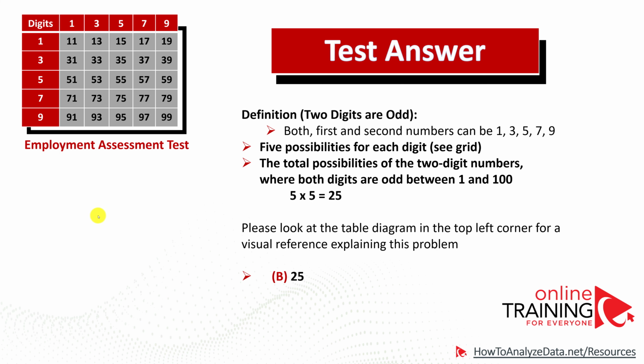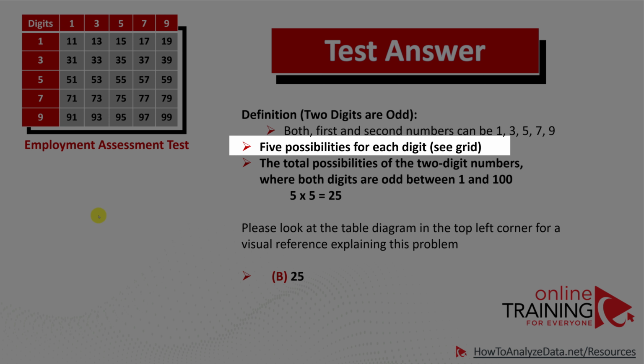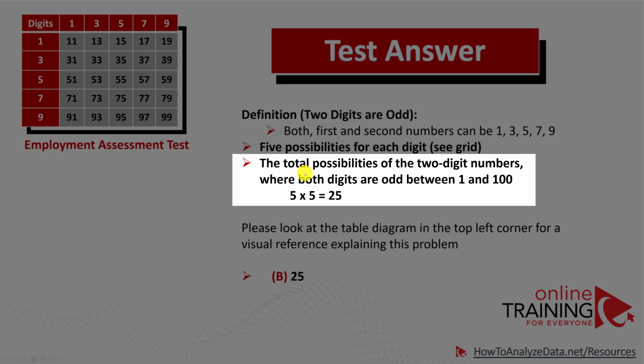Let's first define what is the number where both digits are odd. It is basically a number where both the first and second digits can be either 1, 3, 5, 7, or 9. There are 5 possibilities for each digit if you take a look at the grids. You see these types of numbers where the first digit is either 1, 3, 5, 7, or 9, because those are odd numbers. And the total number of two-digit numbers where both digits are odd is 5 multiplied by 5, which is equal to 25.